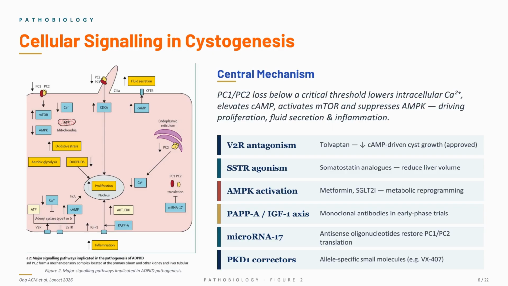Fourth, targeting the PAPP-A IGF-1 axis, currently under investigation in phase 1. Fifth, microRNA 17 inhibition, which may restore PC1 and PC2 translation. And finally, PKD1 correctors, allele-specific therapies still in early development.